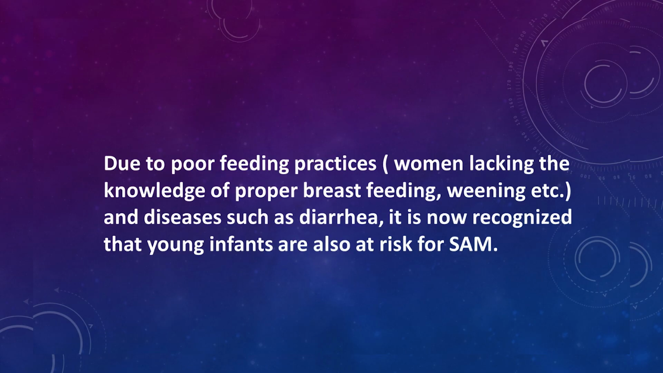Mainly this acute malnutrition occurs when the mother does not have knowledge of proper breastfeeding and weaning of the child. So, for a longer time the weaning is not done. At that time the child is not getting nutritious food and may land up in severe acute malnutrition.